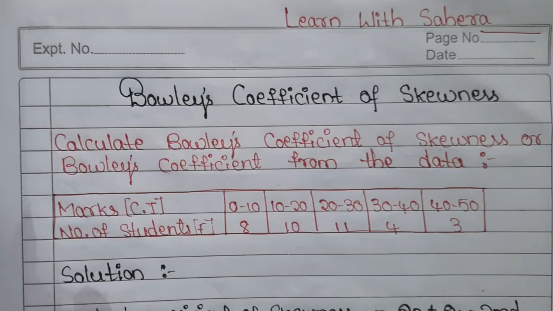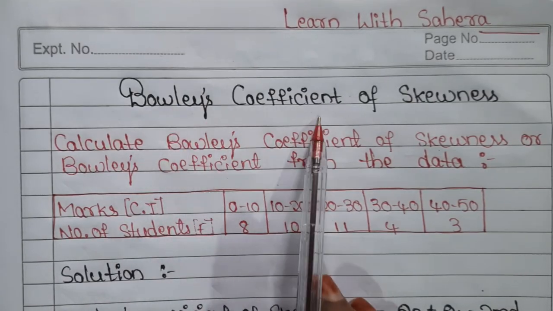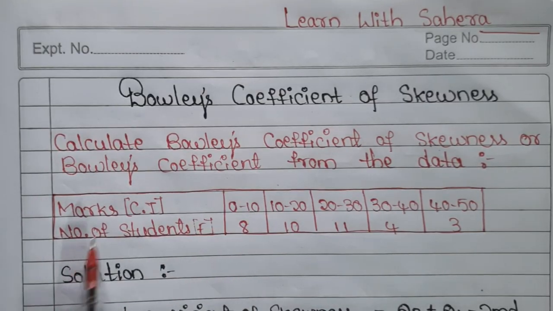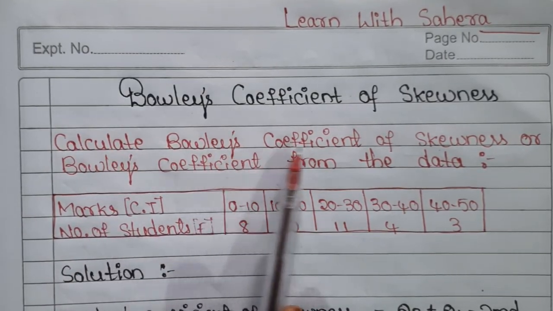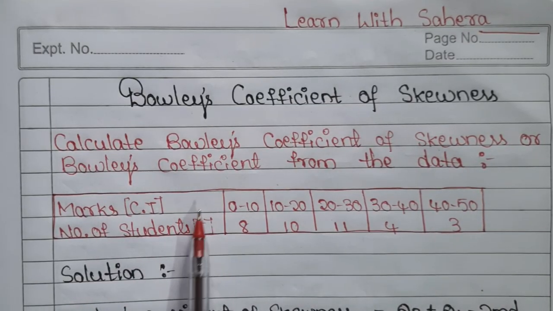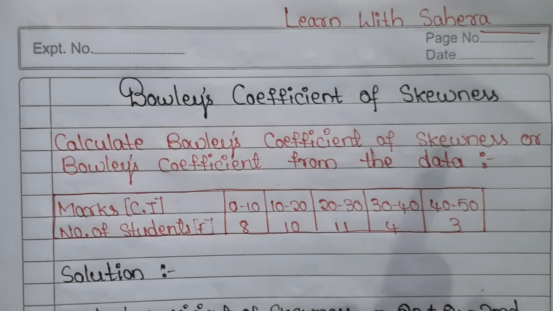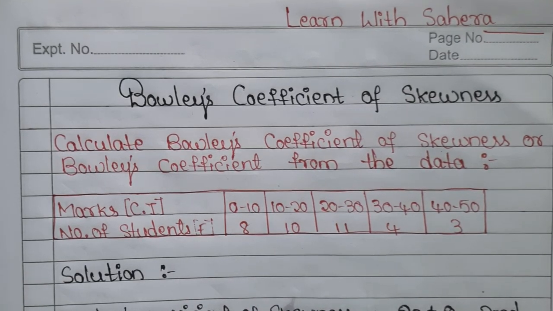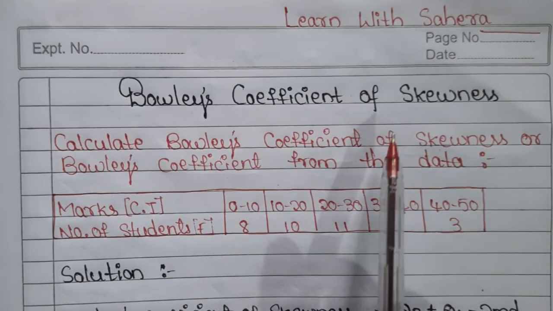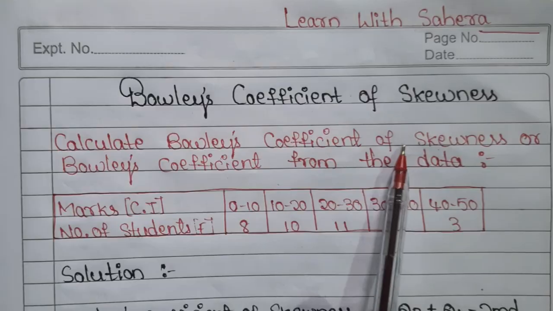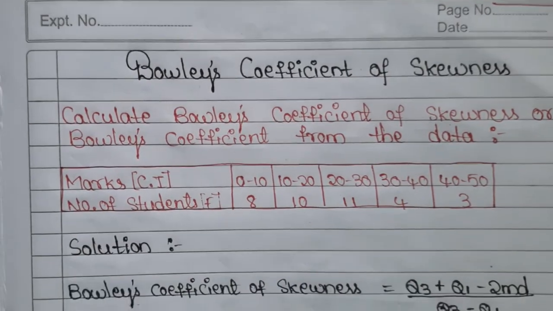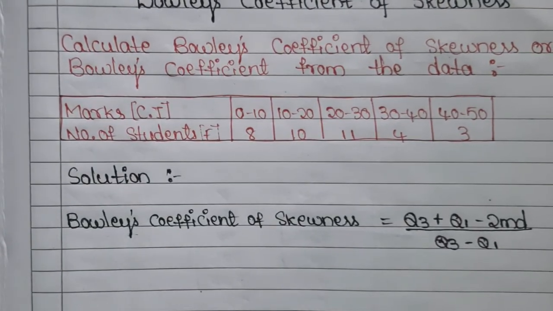Okay, so keeping this aside, let us go with our explanation of Bowley's coefficient of skewness. In your examination there will be a question like this. They will be asking you to calculate Bowley's coefficient of skewness, or Bowley's coefficient, or measures of skewness. Whatever they ask you, you have to do the same procedure or same solution that I'm showing you in this video.